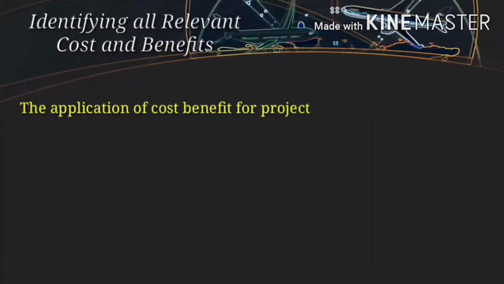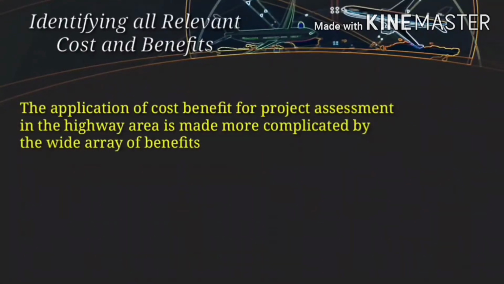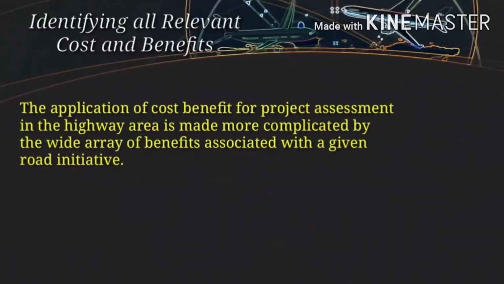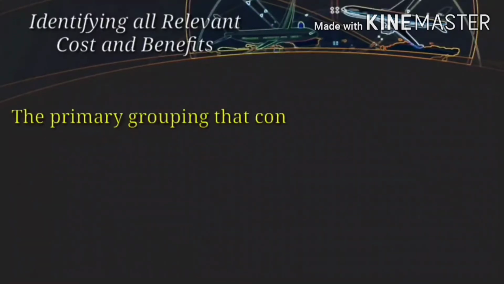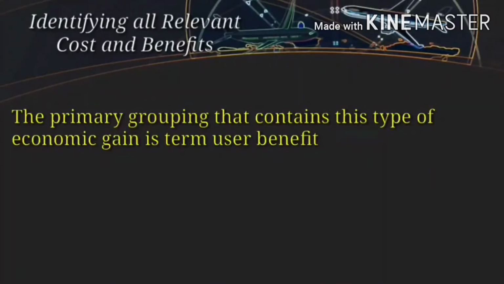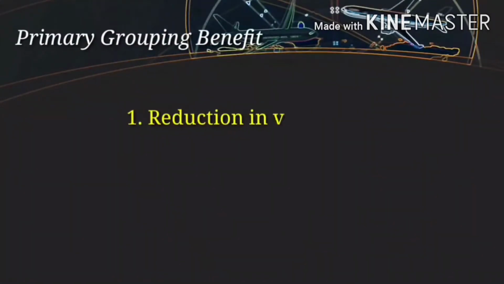Identifying all relevant costs and benefits. The application of cost-benefit analysis for project assessment in the highway area is complicated by the wide array of benefits associated with a given road initiative, some easier to translate into monetary values than others. Many of the benefits of improvements to transport projects equate to decreases in cost. The primary grouping that contains this type of economic gain is termed user benefits. Primary grouping benefits: reduction in vehicle operating cost.